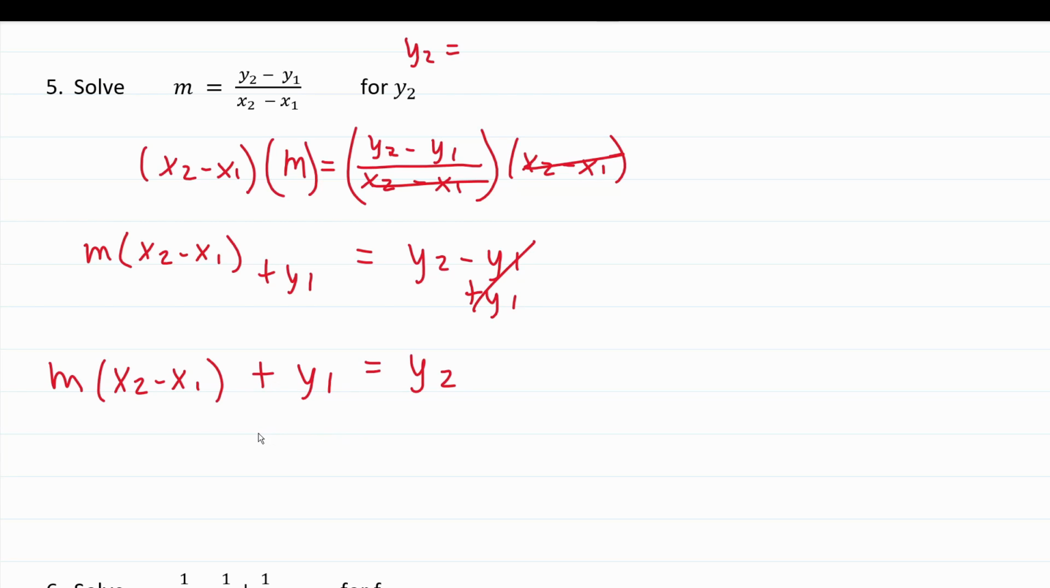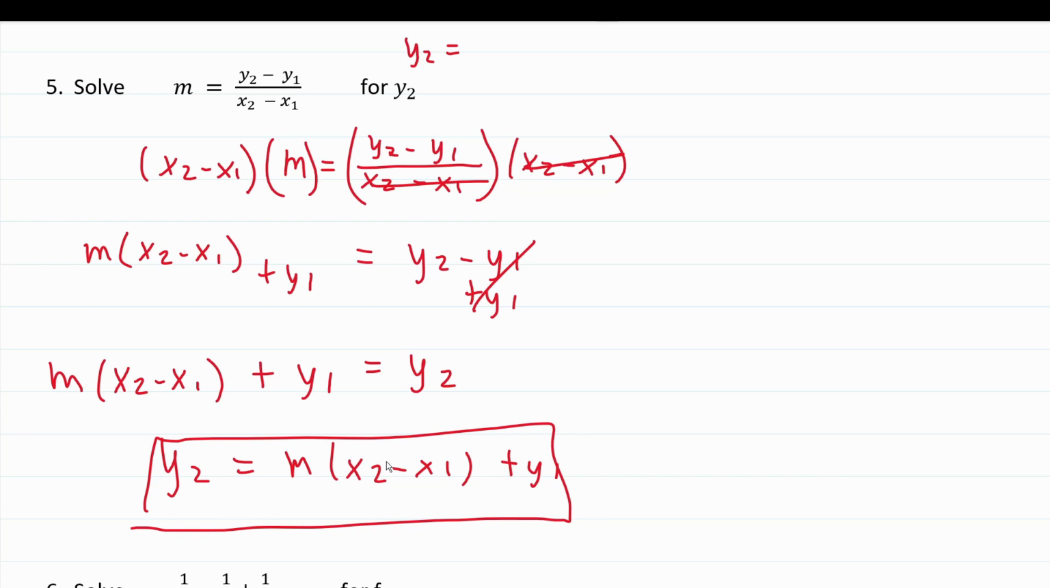All right, so let me just stress this. At this point, we could solve this one by saying in math, it's customary to write the variable for which you solve on the left and write it like this. y2 equals m times x2 minus x1 plus y1. This is a correct solution, but there's multiple ways to express this. So let's go ahead and take a look at those in case you came up with something else.